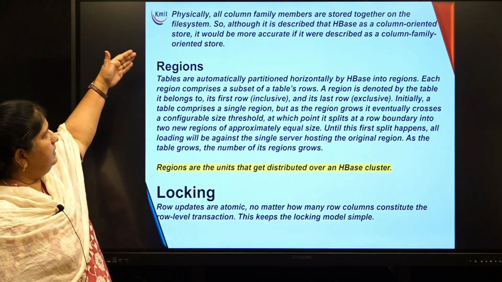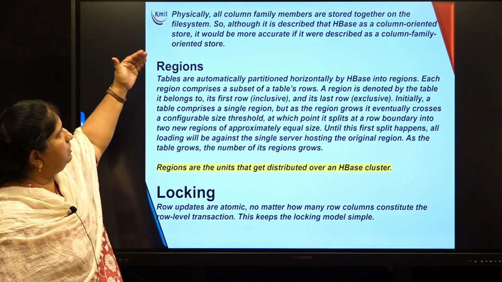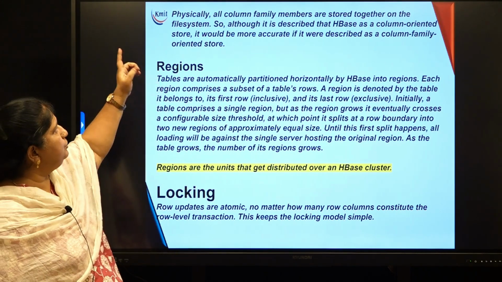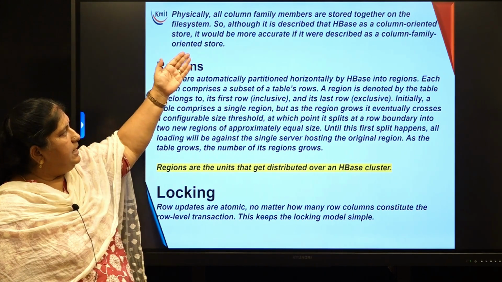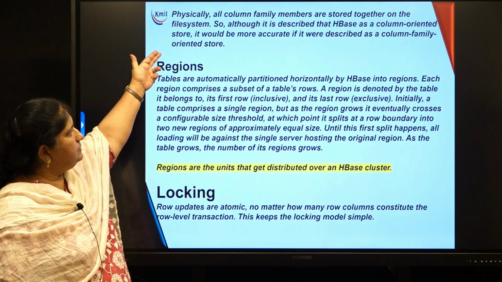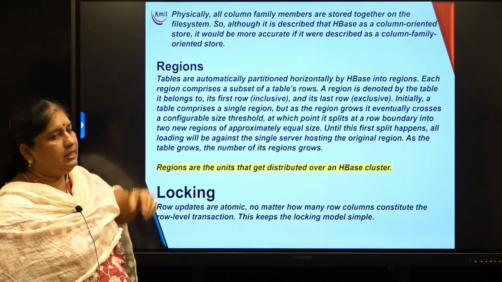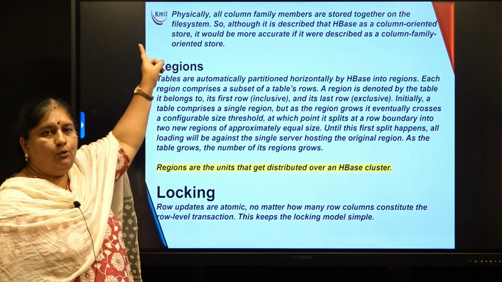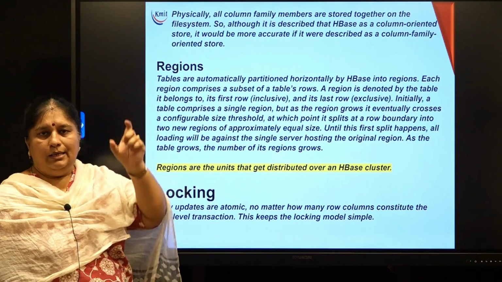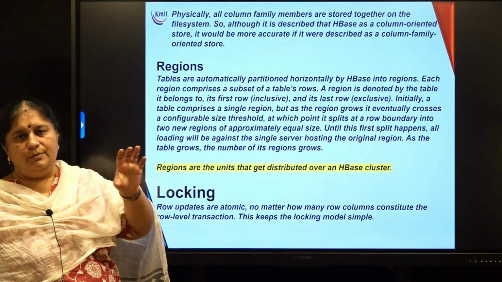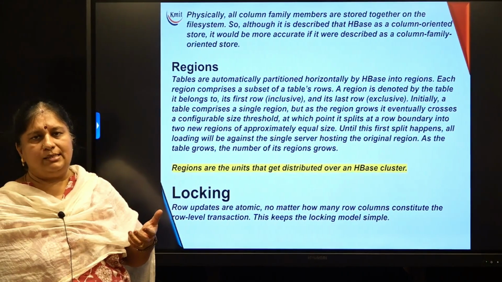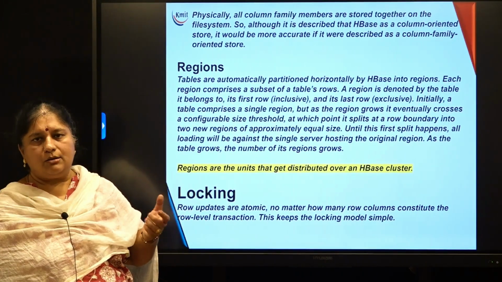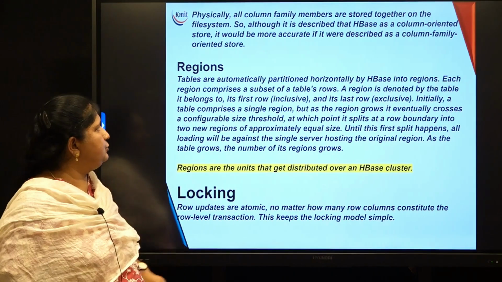And physically all column family members are stored together in the file system. So even though we are saying HBase is a column oriented data store, sometimes we say it is column family oriented store, because each family with its members will be stored in one location. That is how we say it. Sometimes they say not only column oriented, it is column family oriented store.